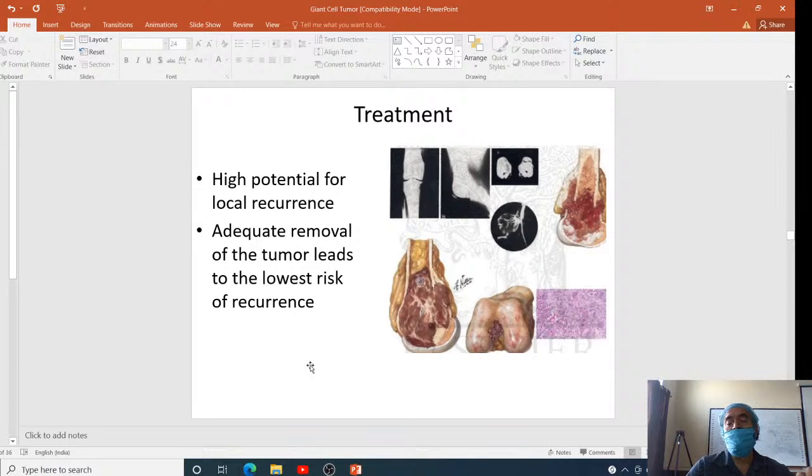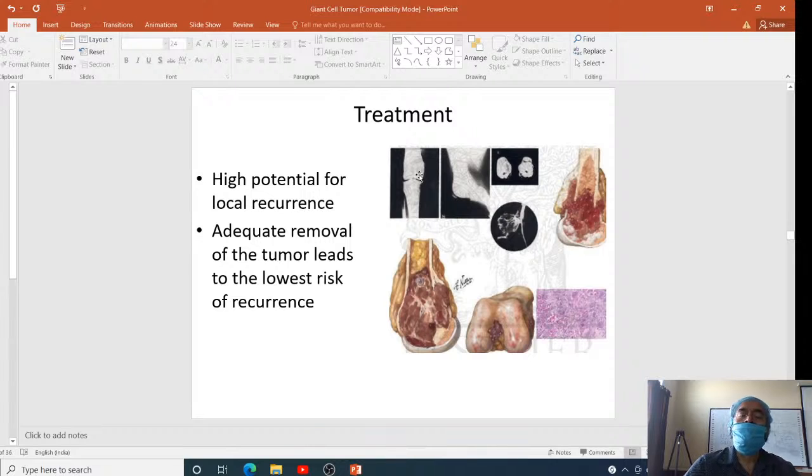So you should be very careful, and your treatment should be adequate. If you escape something and you are afraid of bleeding, and you stop the surgery in the middle, you are doing a disservice to the patient.